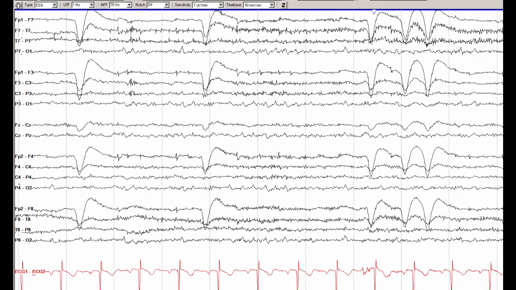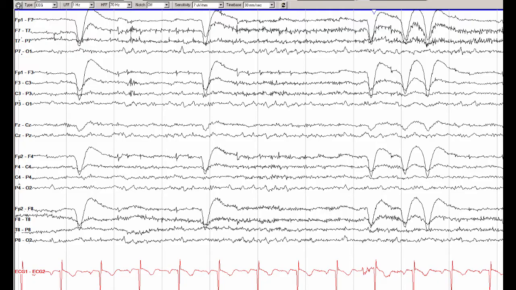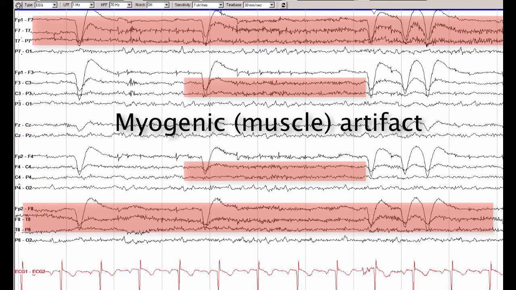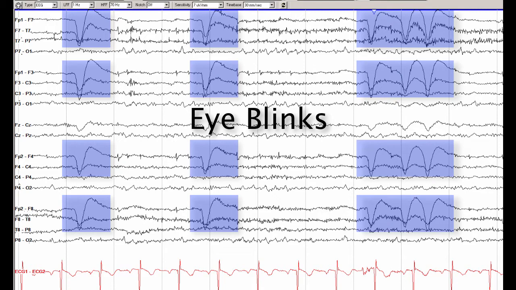I have chosen an epoch of awake EEG from another patient in order to better demonstrate lambda waves. You can see that this EEG epoch is organized in an anterior-posterior bipolar montage. And if we look at the state, there are a couple of clues that this patient is awake with their eyes open. One clue that the patient is awake is that there is prominent myogenic artifact in the frontal and temporal regions, suggesting active muscle tone in the facial and jaw muscles, which is more prominent during wakefulness. In addition, we see numerous eye blinks, which would suggest that this patient has their eyes open and is blinking.